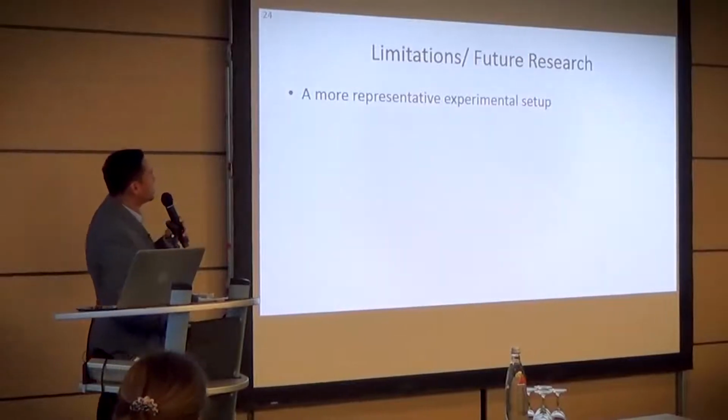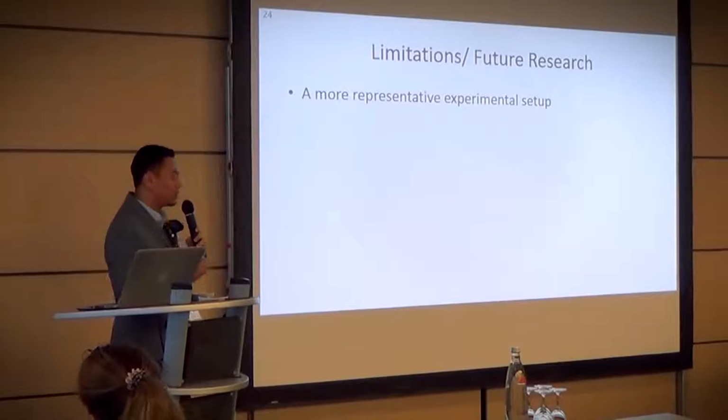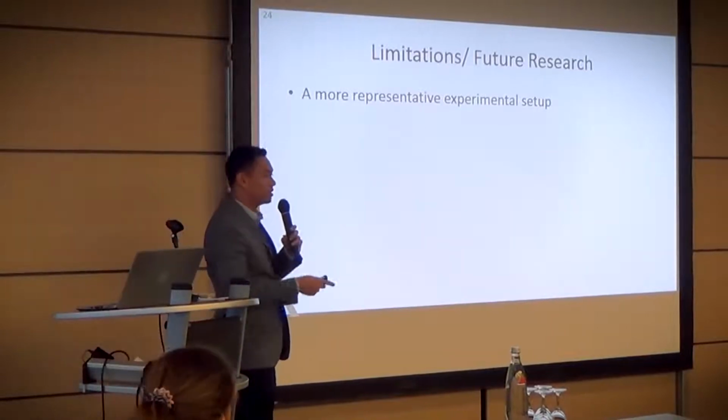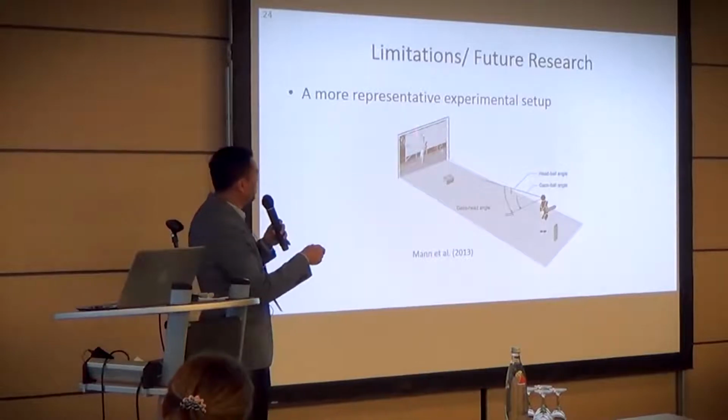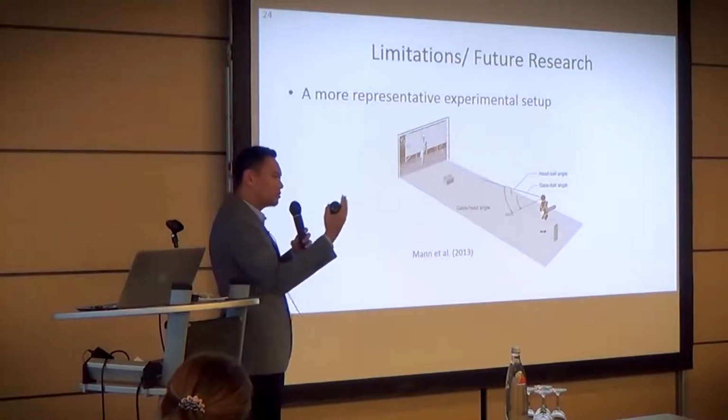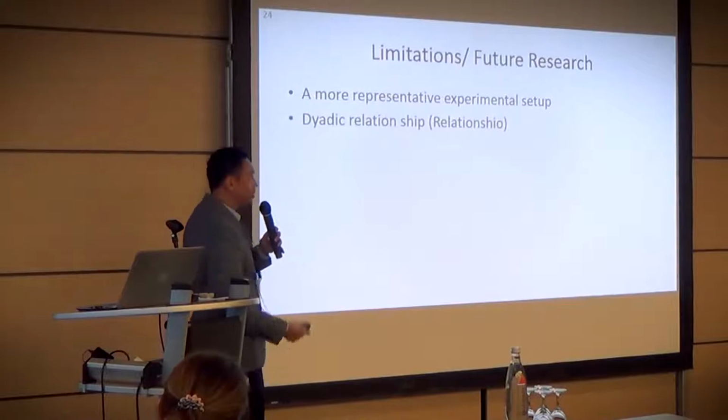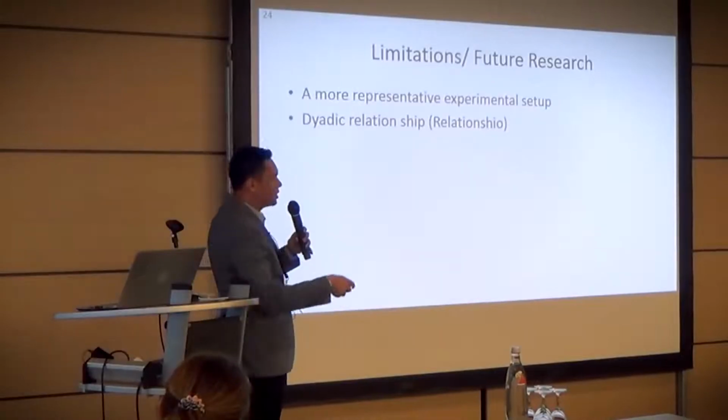Now, for future research, one of the things I want to do more is a more experimental setup that's more representative. So I've seen something like that. Maybe the ball can come from a screen. They see something like an opponent. We want to look into a dyadic relationship. That means we have another, maybe a feeder, right, to give it more representation.